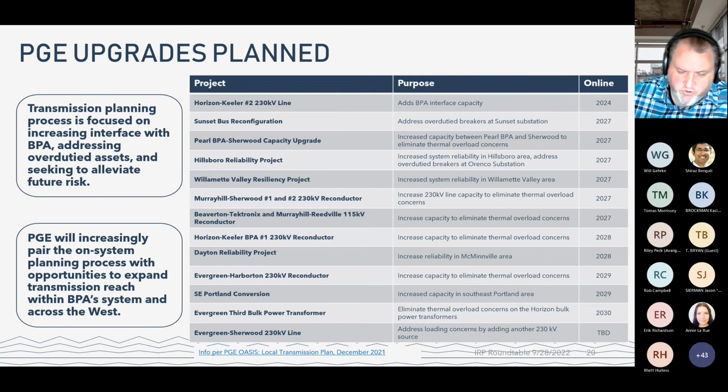PGE then has to roll that up to WEC for WEC's anchor data set and other purposes. And that's typically what Bonneville uses when they're evaluating all the various loads in their service territory, to make sure there's some consistency with what is sent to WEC.